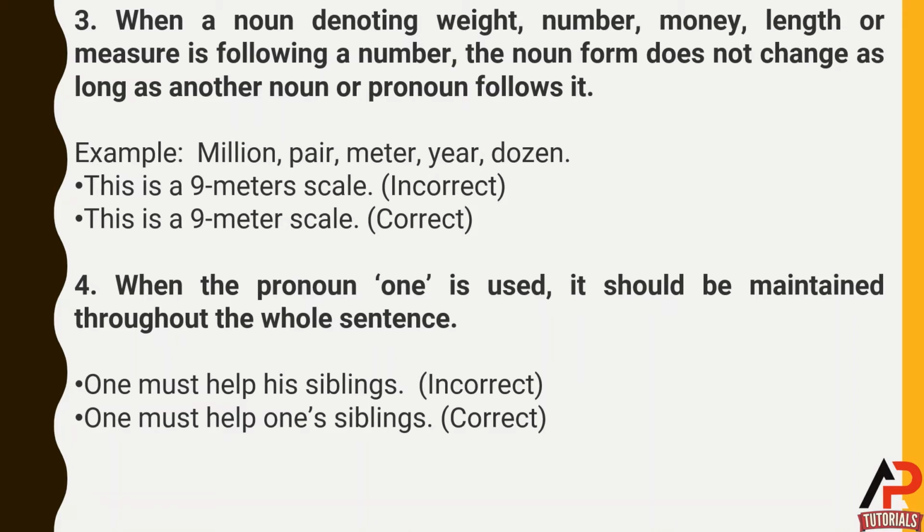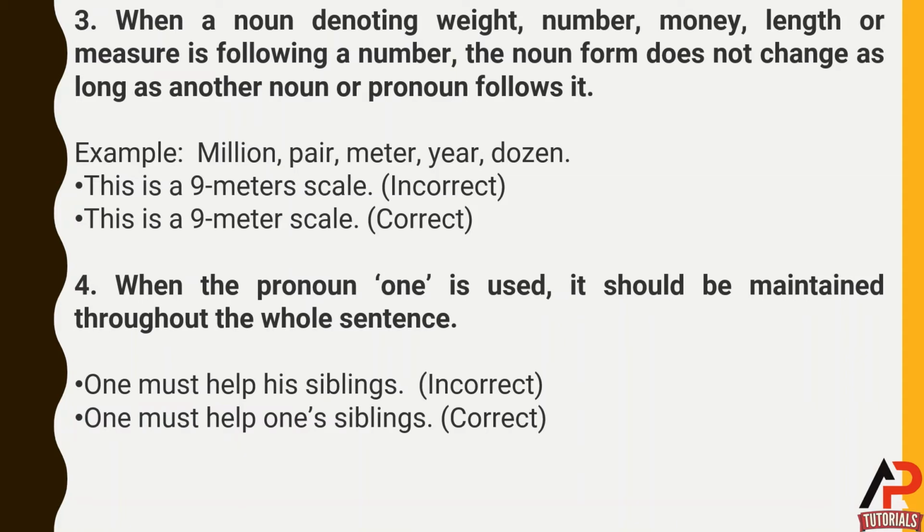So here are some examples to help you understand better. The nouns which are denoting weight, number, money, length or measure are million, pair, meter, year, dozen. So you can see that we have not put an s in there, and there is no need to put an s. So this is a 9-meter scale. As I said, whenever a noun denotes these quantities, we don't need to put an s. So "this is a 9-meter scale" is the correct answer.